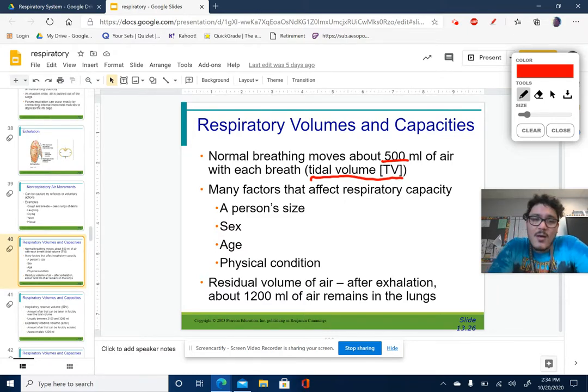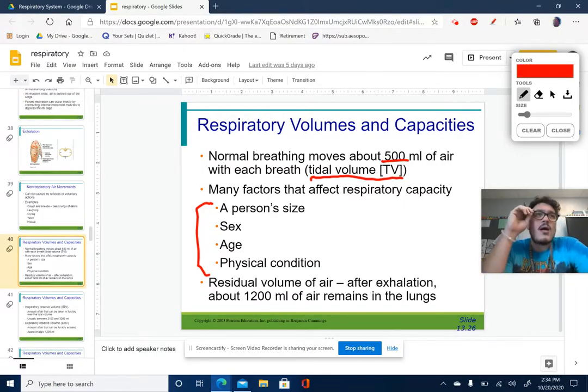Now, there are a number of factors that can affect respiratory capacity. We do need to know these four factors. Person size. If you're a larger person, you're going to have a larger set of lungs than someone who's smaller. That makes sense, right? The sex of the individual also plays a factor. Somebody who's male is traditionally going to have a larger respiratory capacity than a woman. Is that always the case? Of course not. There are many times where a woman is going to have a larger respiratory capacity, but if you're thinking of evolutionary purposes, hunters and gatherers, men needed to have a larger set of lungs for that reason.